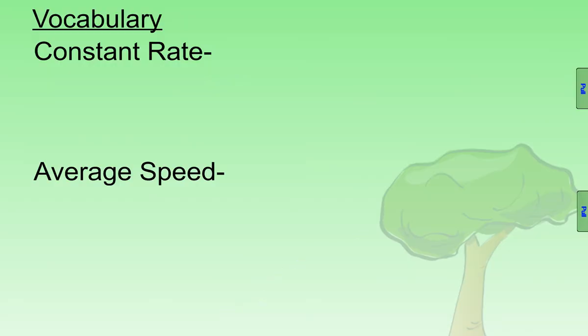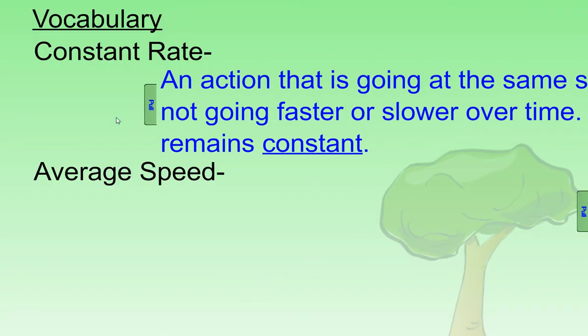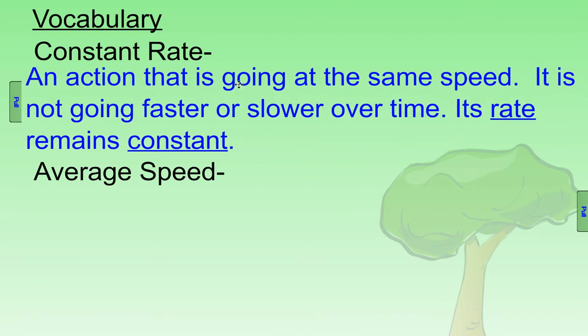So we've got two vocab words. The first one should be old news by now, but it's a slightly different definition. So a constant rate is an action that is going the same speed. It is never going faster or slower over time. Its rate remains constant. So painting at a constant rate, cooking at a constant rate, walking at a constant rate, writing a paper, riding a bike, eating food, whatever it is, it's doing something at a constant rate. You don't go faster, you don't go slower, you don't stop in the middle and take a break. You just keep working constantly.